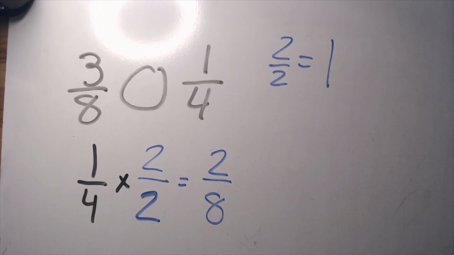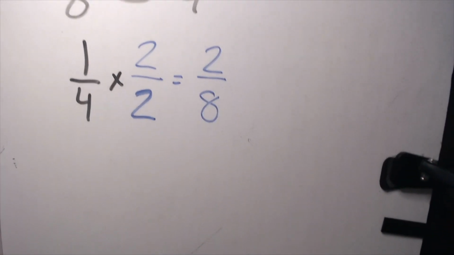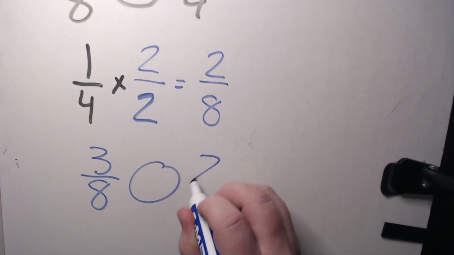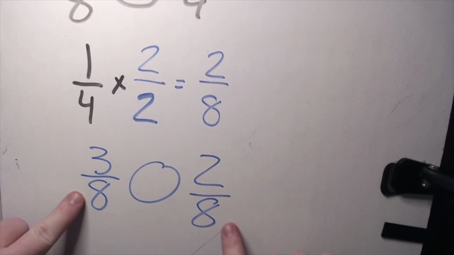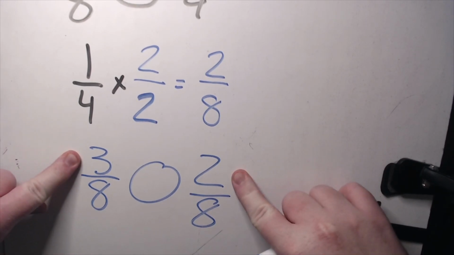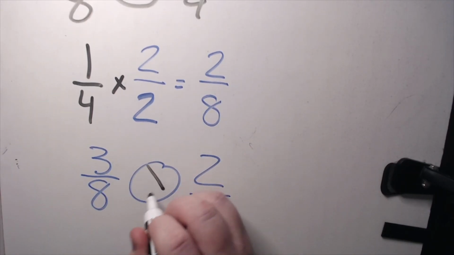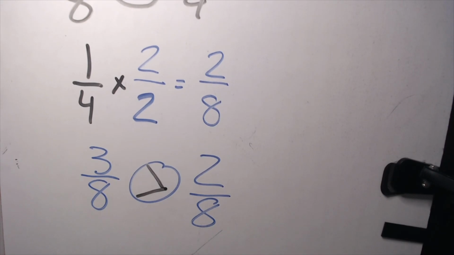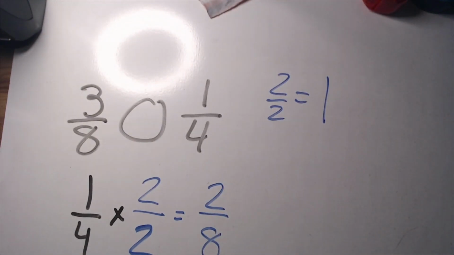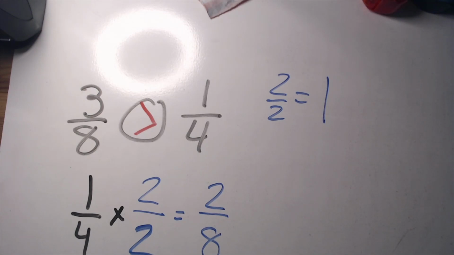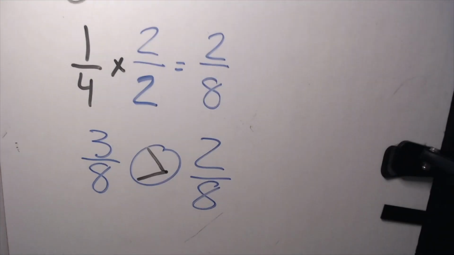So now, our new problem is 3/8 compared to 2/8. Because our denominators are the same, we're just going to focus on the top numbers and see which one is the bigger number. Because 3 is bigger than 2, 3/8 is greater than 2/8. So we can go back up to the top here and mark in that 3/8 is greater than 1/4, because this problem and this problem are both the same.